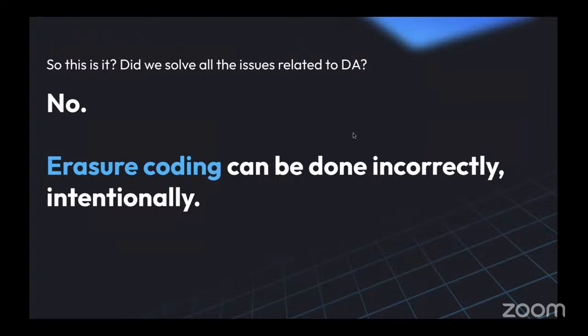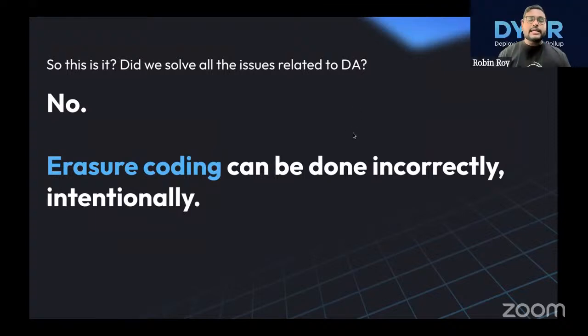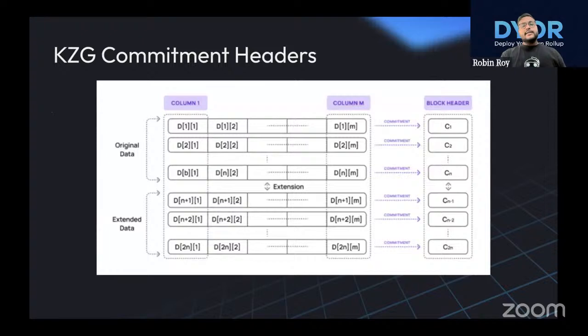Yeah, so I was saying that erasure encoding itself can be done incorrectly. It can be done intentionally or non-intentionally, but that does not matter, right? If the encoding is done wrongly, then that causes a problem. So what does Avail do?